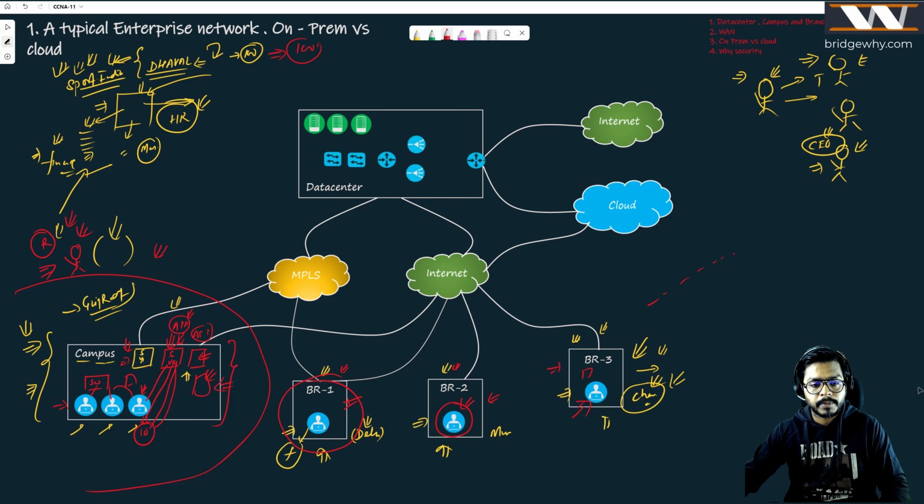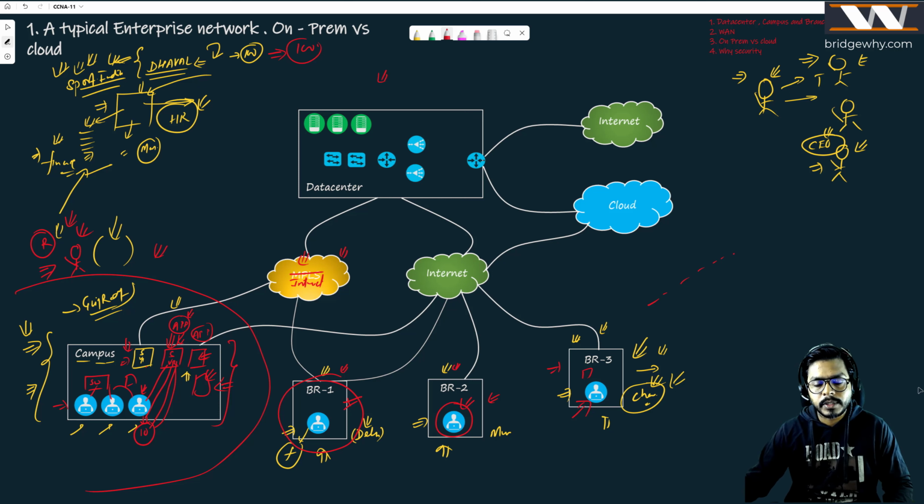If you are not comfortable with MPLS, that is fine. Just presume this also as internet service. I think you all should know internet. So what I've done is I have connected every branch to the internet, right? What is this data center? Do not worry, I will come and talk about it.